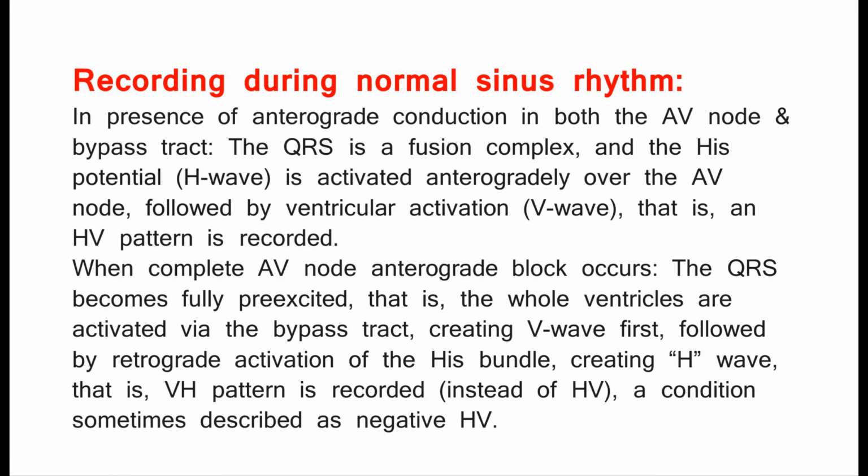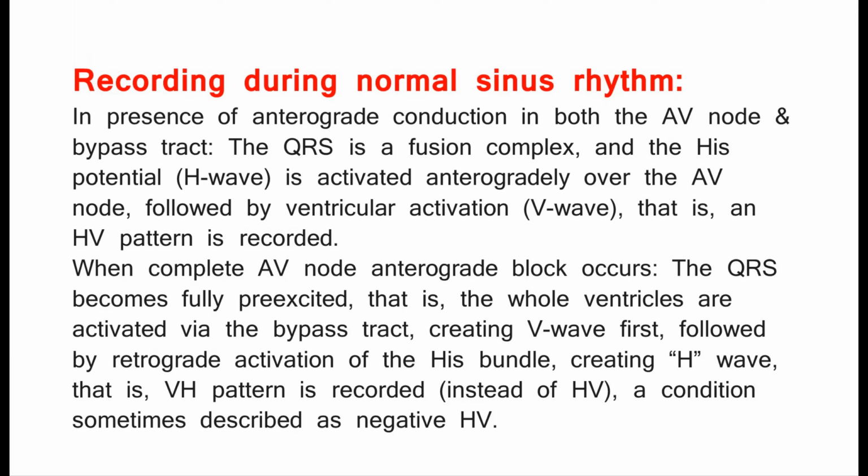In presence of anterograde conduction in both the AV node and bypass tract, the QRS is a fusion complex, and the His potential, H wave, is activated anterogradely over the AV node, followed by ventricular activation, V wave, that is, an HV pattern is recorded.